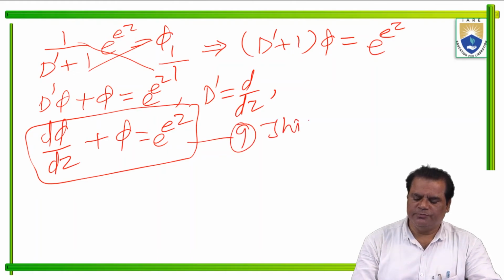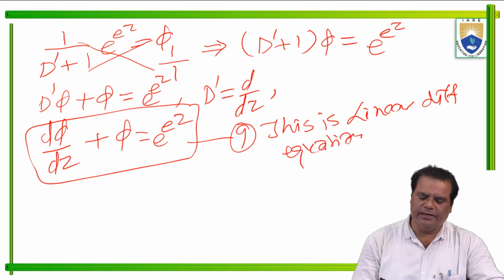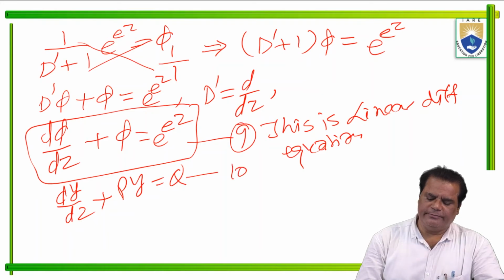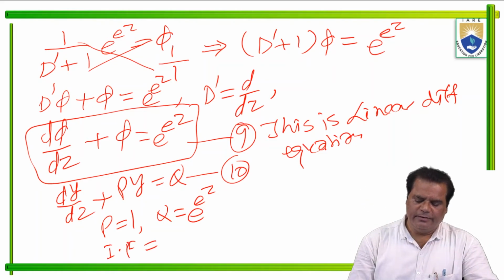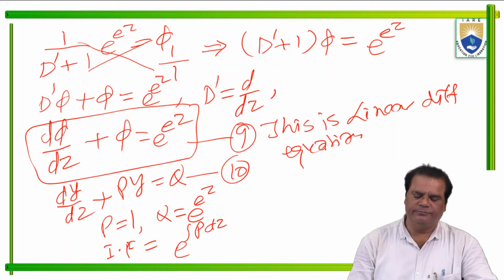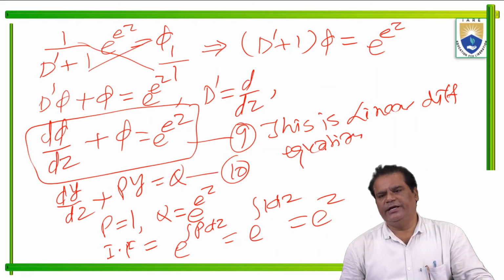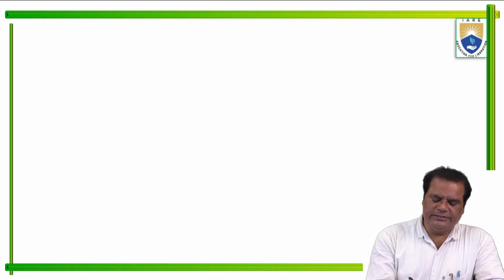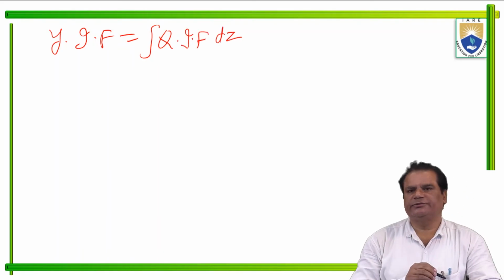This is a linear differential equation. Comparing with dy/dz plus Py equal to Q, this is equation 10. Comparing, P is 1 and Q is e to the power z. Taking the integrating factor, IF is e to the power integral P dz, which is e to the power integral 1 dz, which is e to the power z. So e to the power z is the integrating factor. Now the formula is y into IF equal to integration of Q into IF dz, not adding the constant.